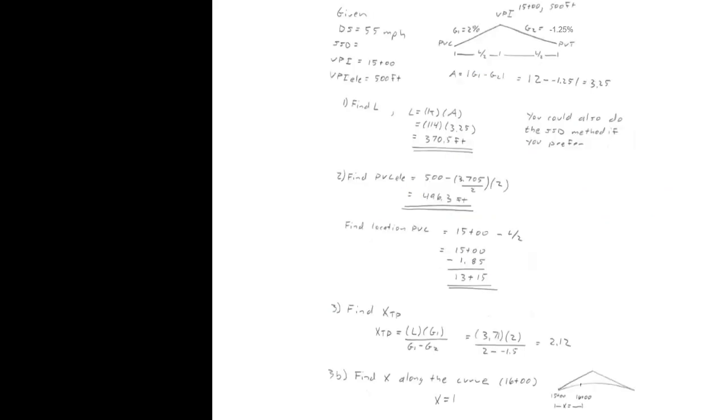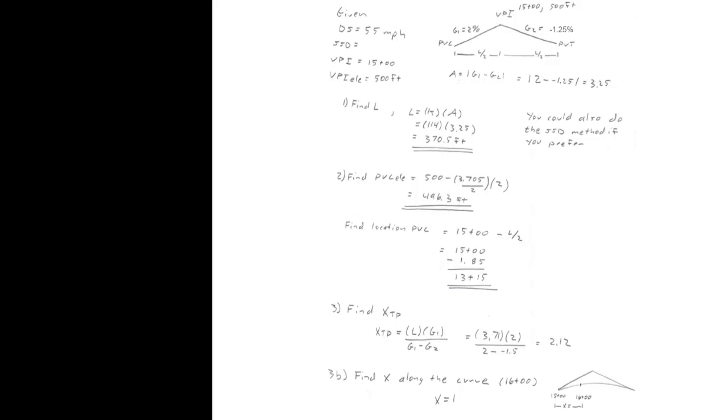As you can see here, the first thing that we did is we found L. L equals K times A. You'll have to go to the tables provided for you to solve for K. And you'll see A is the algebraic difference between the two, and L is 370.5 feet. Find the PVC elevation, 496.3 feet. Find the location of the PVC, 13 plus 15. Turning point, you can see there is 2.12 stations past the beginning. And find X along the curve. This is just a random point that can be taken on the curve.